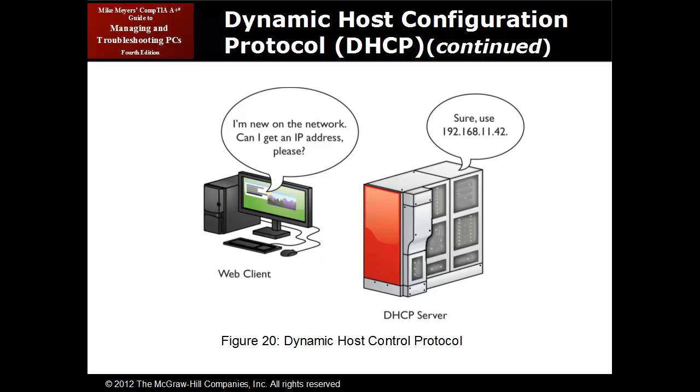Here's a picture of how this works. I'm new on the computer. I don't have an IP address. Can you give me one? And it says, sure, let me give you this one. It knows what's been given out because that's the device that hands them out, so it's not going to have duplicate IP addresses. And it says, go ahead and use this. The next computer comes on and says, okay, I'll give you the next available one, 192.168.11, possibly 43 and 44.